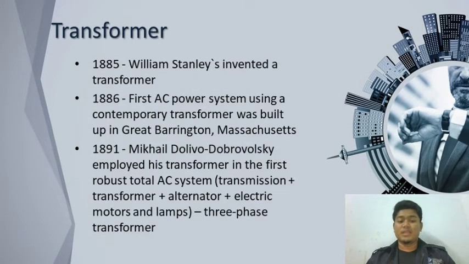Lastly, the transformer. In 1885, the transformer was invented by William Stanley. In 1886, the first AC power system using a contemporary transformer was built in Great Barrington, Massachusetts. In 1891, Mikhail Dolivo-Dobrovolsky employed his transformer in the first robust total AC system. This includes transmission, transformer, alternator, electric motor, and lamps. We call it the three-phase transformer. Okay, that's all from me.